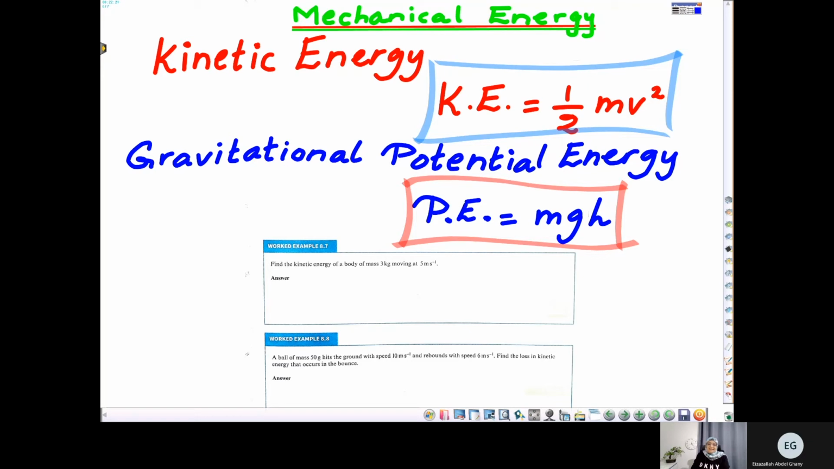Kinetic energy is the energy that a body possesses because of its motion. A body of mass m kilograms moving with a speed v meters per second has a kinetic energy given by half mv squared. You just multiply half by mass by the square of velocity. It is half mv squared.